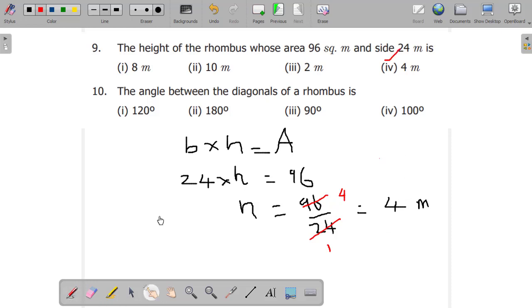Listen. The angle between the diagonals of a rhombus is? We have already learned in the properties of the rhombus that the diagonals intersect at right angle, bisect at right angle. So, what is the angle between the diagonals of a rhombus? That is 90 degree.